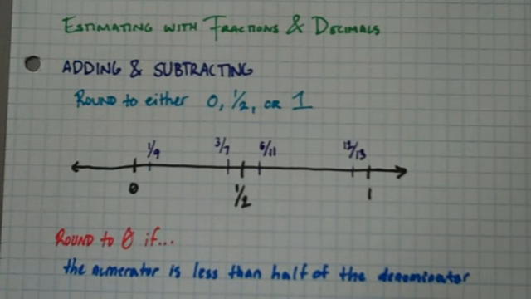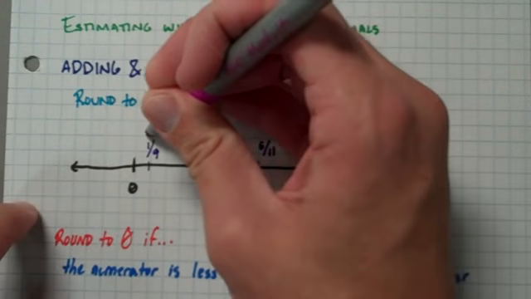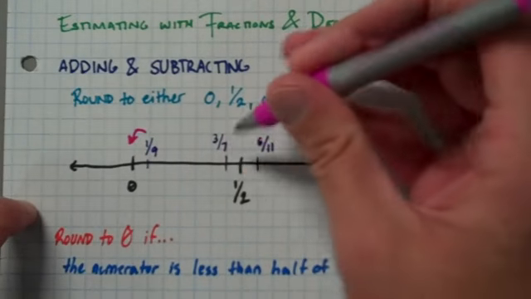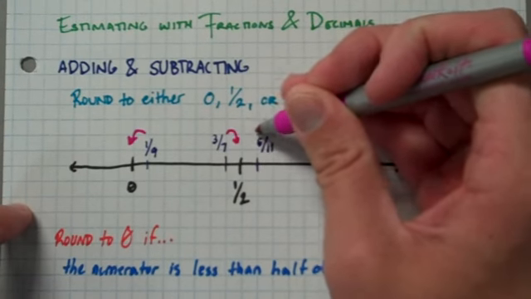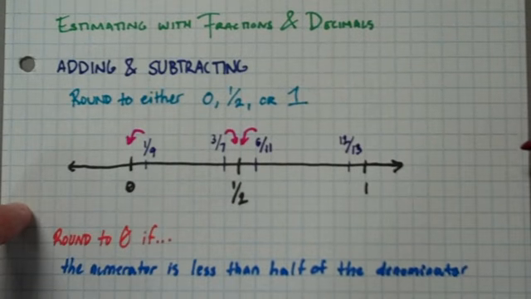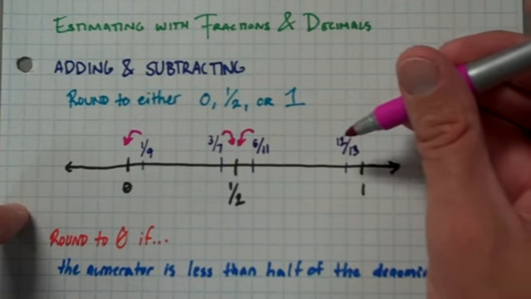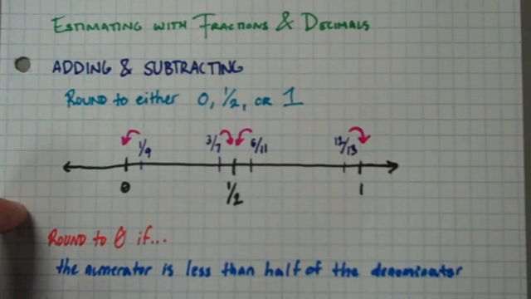So let's say we have something like 1/9. Look how close it is to 0, so we would round that to 0. Something like 3/7 is close to 1/2, and so is 6/11. We would round those to a half. And something like 12 out of 13 slices of pizza, that's almost a whole pizza. So we can round it to 1.